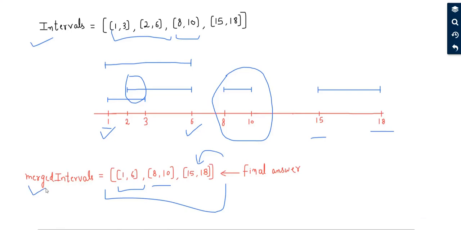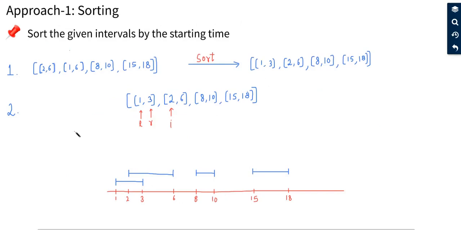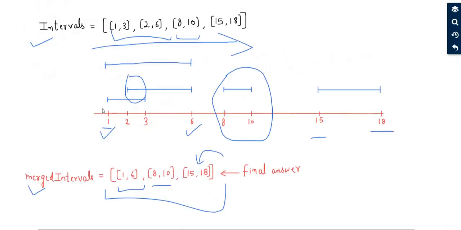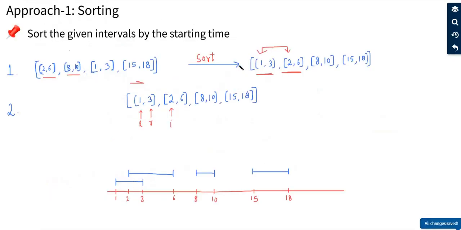Let's see how we can solve this problem. The first approach to solve this problem is to sort the intervals. Why do we have to sort the intervals? Because if we sort the intervals by the starting time, then the overlapping intervals will be adjacent to each other. For instance, in this case, after I sort this set of intervals, the continuous intervals will be adjacent to each other. 1, 3 and 2, 6 will be adjacent to each other, as these intervals here are overlapping intervals. So we get our overlapping intervals adjacent to each other so that it becomes easy to combine them.